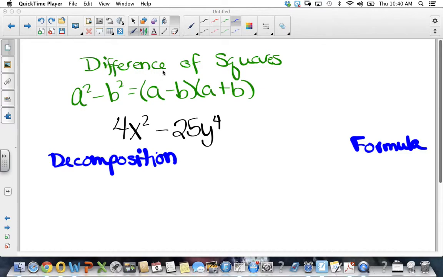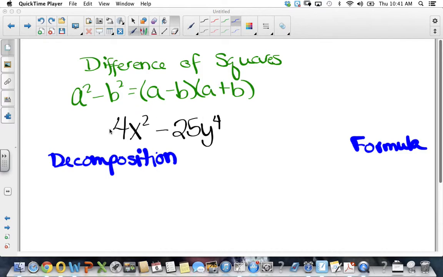So the formula for factoring a difference of squares is: if it's a difference of squares, it is able to be written as a squared minus b squared, and the two factors become a minus b, a plus b. The order that you write these factors does not matter.